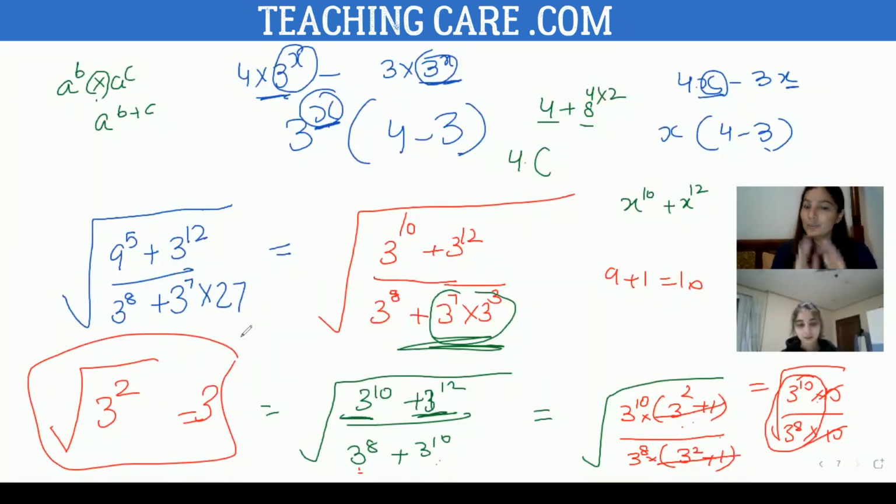So you know how to start making the bases the same. Once you get it, apply the laws of indices, the laws of exponents that we discussed, like multiplication. And then you can take common whatever is common, cancel it out, simplify it further, and get your answer. Okay? Any other question now?